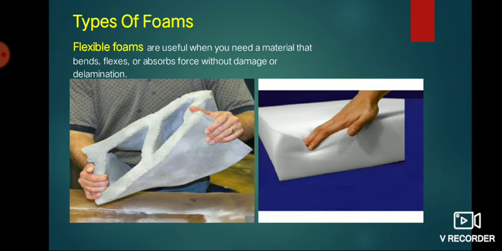Flexible foams are useful when you need a material that bends, flexes, or absorbs force without damage or delamination. When we say delamination, it is separation into constituent layers. Flexible foams can be used for padding or cushioning, markers, and gasket material.